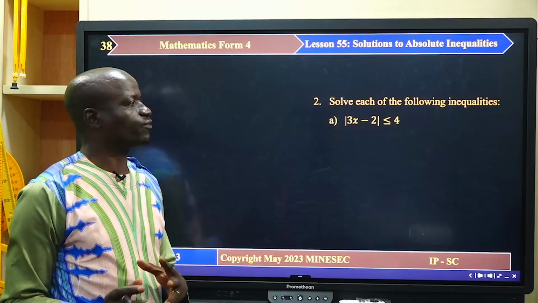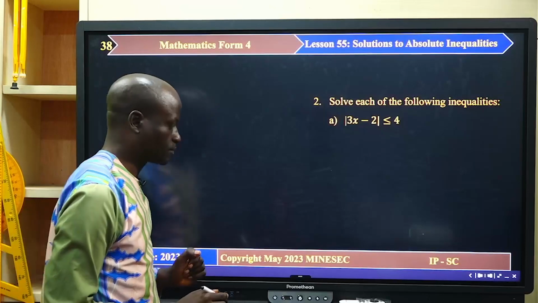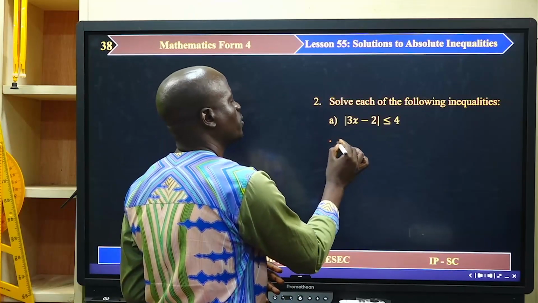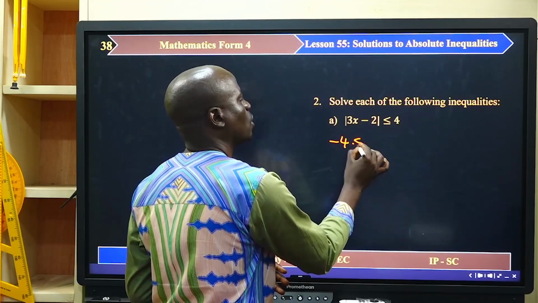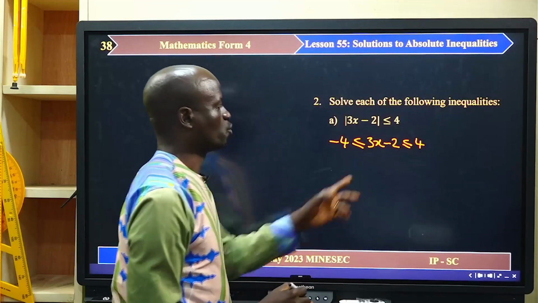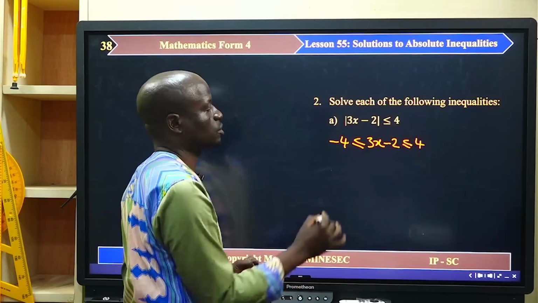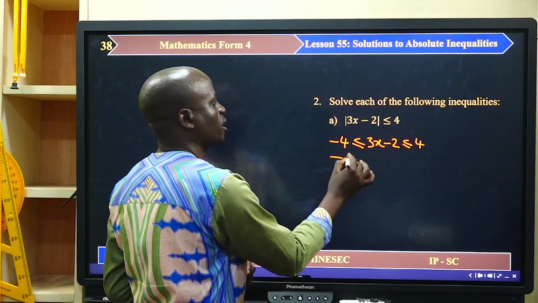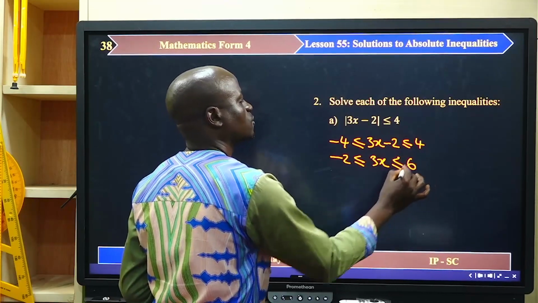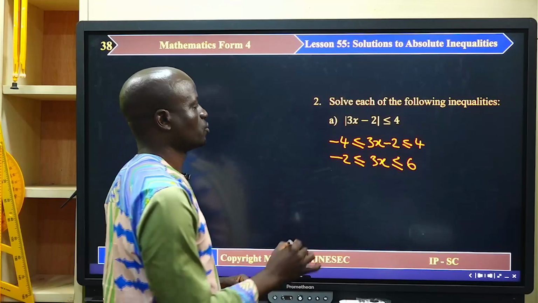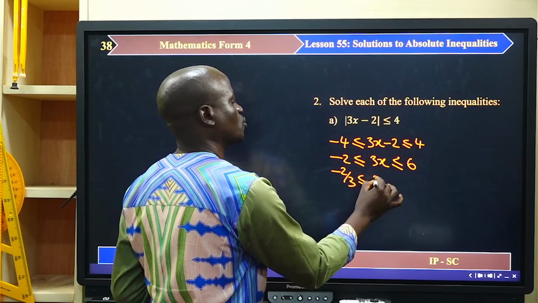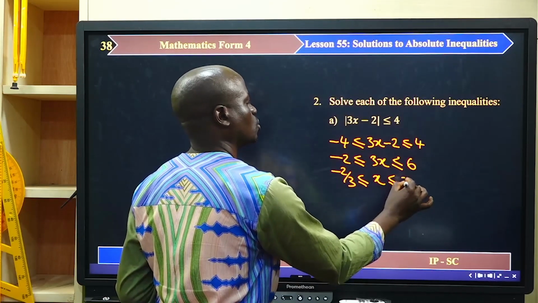Okay, solve each of the following inequalities. This first case is also with less than or equal to. So we have negative 4 is less than or equal to 3x minus 2, less than or equal to 4. We add 2 to both sides, or throughout to the three parts. When we add 2 here, we have negative 2 is less than or equal to 3x. We add 2 there, we have 6. We divide all through by 3. So we have negative 2 over 3 is less than or equal to x, less than or equal to 2.